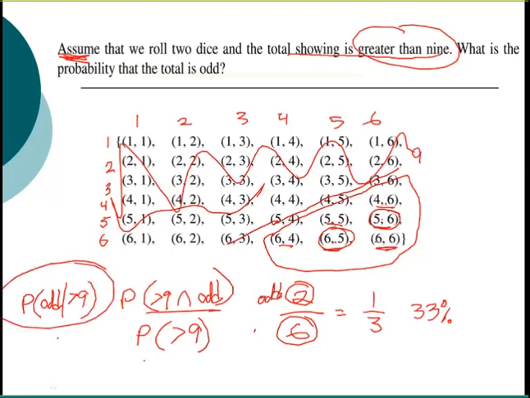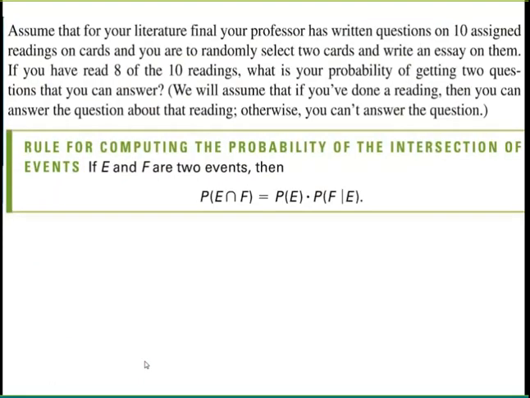So using the notation from the last slide, if you want to look at it that way. Here we go. For your literature final, you've got 10 questions on assigned reading cards, and you're randomly selected 2 cards to write an essay on. If you've read 8 of the 10 readings, what is the probability of you getting 2 questions that you can actually answer? Assume that you haven't done the reading for the other 2, so you won't be able to answer those questions. So what's the chance of me actually getting 2 that I can answer?